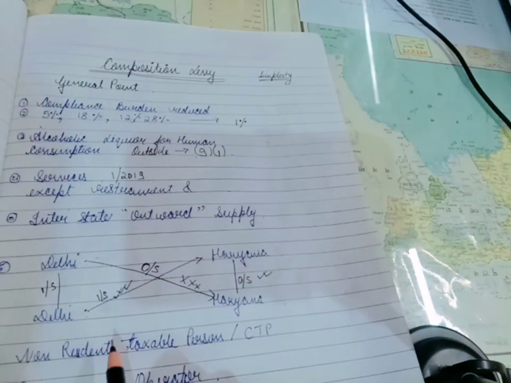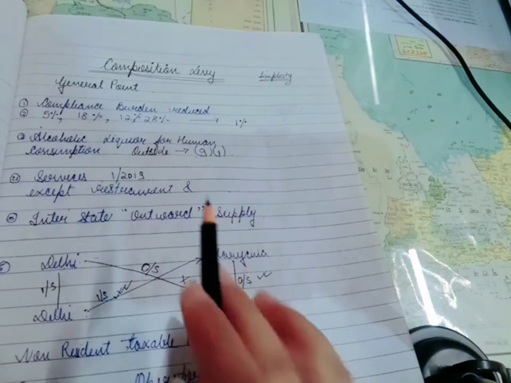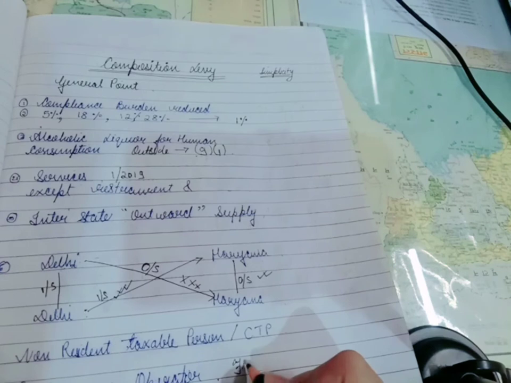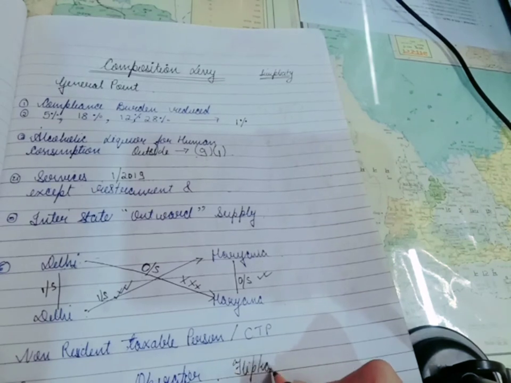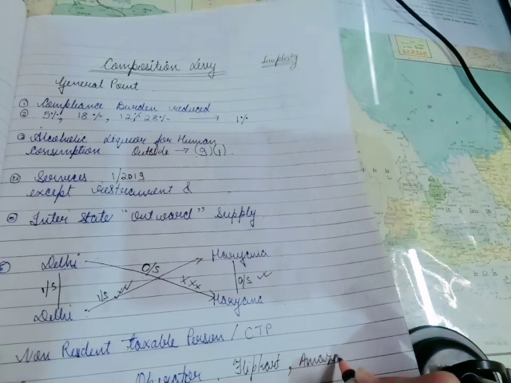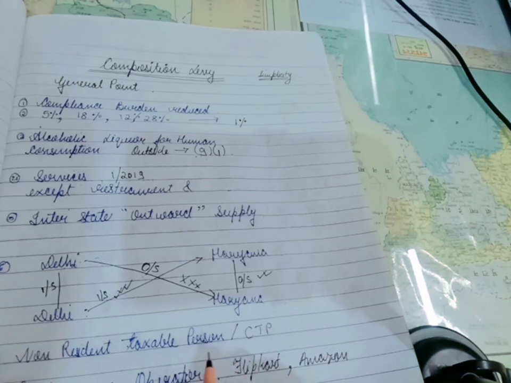Other persons not eligible to take the composition scheme are non-resident taxable persons (NRTP) and casual taxable persons (CTP). E-commerce operators like Flipkart and Amazon, who are required to pay tax under the reverse charge mechanism, also cannot take the benefit of composition.